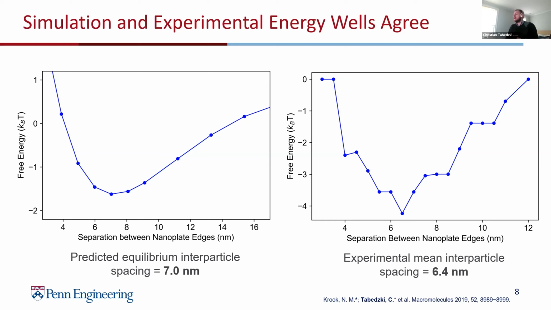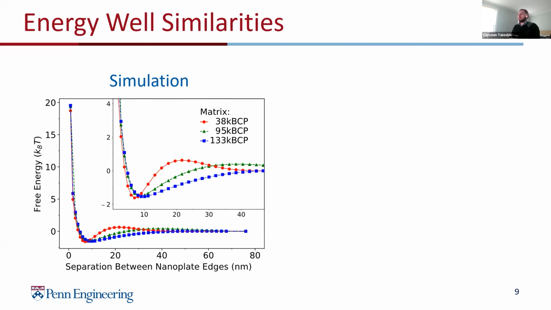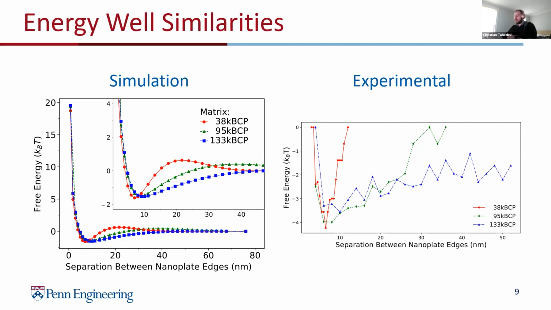So is there any way that we can affect the average distance? So what we did was we changed the actual matrix. We increased the matrix molecular weight, which in turn had the effect of increasing the lamellar domain sizes. And what we see is that the energetic well, the minimum, shifts out to further separation distances, and the well opens up. And that's exactly the same thing that we see in experimental data. We see that the energetic well opens up as you increase the size of the lamellar domain.